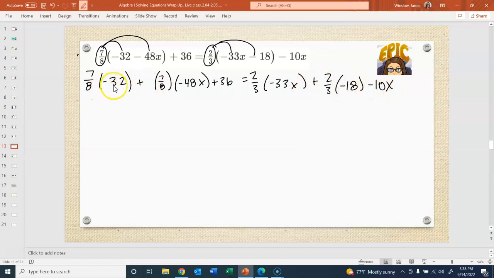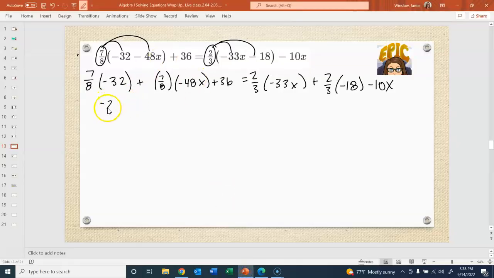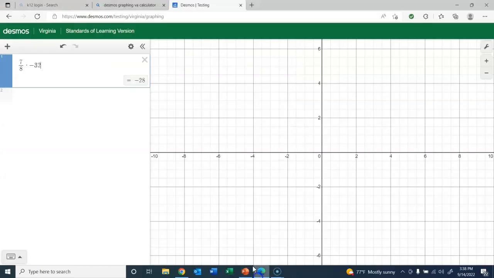All right. So we can totally use our decimals if we want and type 7/8 times negative 32. Let's just see what that is. 7/8 times negative 32. You get negative 28. Or you can do it old school way, right? And say, oh, 8 goes into 8 once. 8 goes into 32 4 times. Look at that. 7 times 4 is negative 28. Two ways. Let's do 7/8 times negative 48.